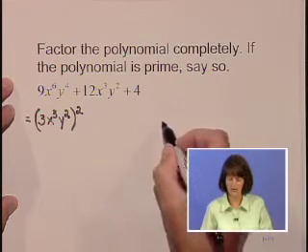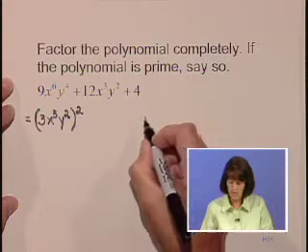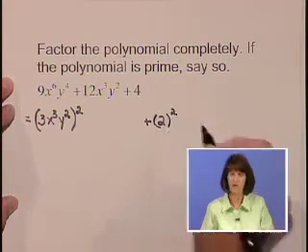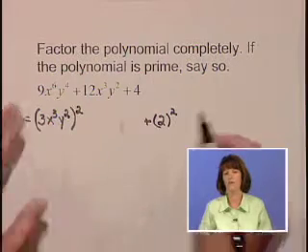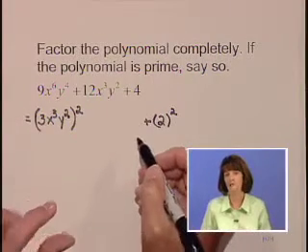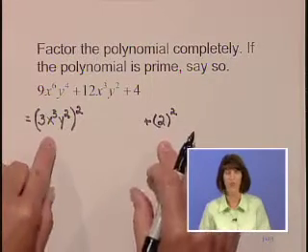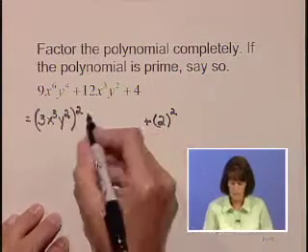As we inspect this last term, 4, we can see that it is a perfect square as well. It is the quantity 2 squared. Now let's see if our middle term matches up to fit our perfect square trinomial format. Our end terms fit. Let's check the middle.